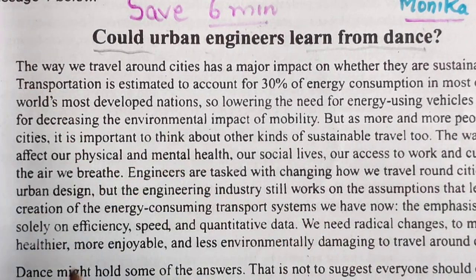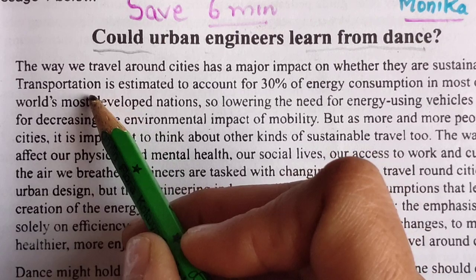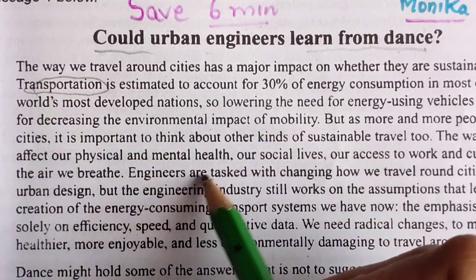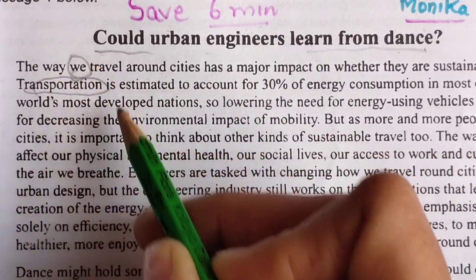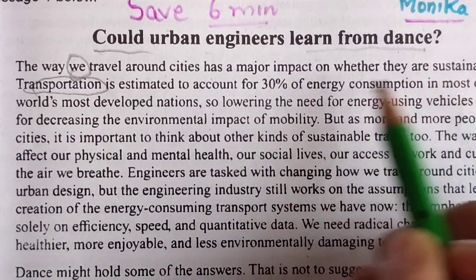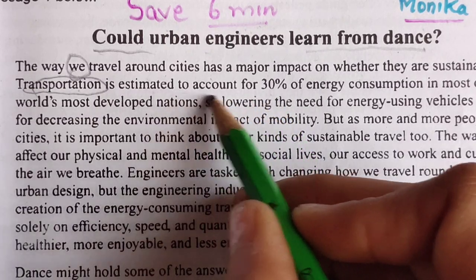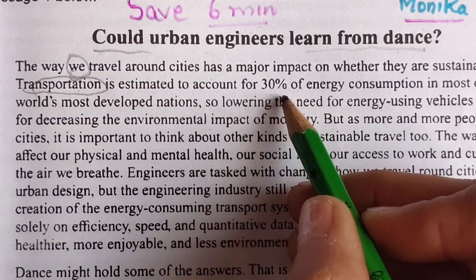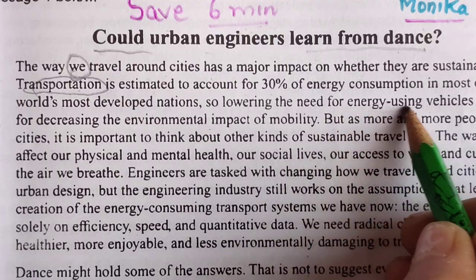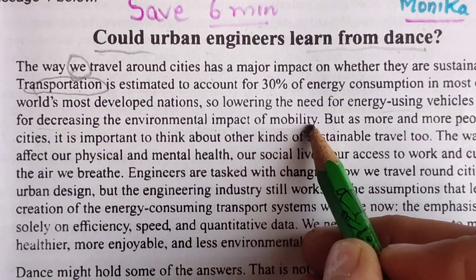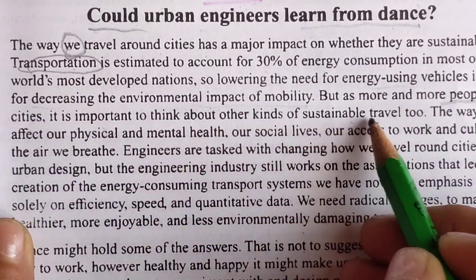So this is a paragraph. We have to read it thoroughly, but we will try to find the words also. The word transportation I can see, and human lives I have to see also. The way we travel around cities, we meaning human beings, has a major impact on whether they are sustainable. Transportation is estimated. You have to read it not very thoroughly, just finding the words and trying to understand the main meaning, not each and everything. Lowering the need for energy vehicles is essential for the environmental impact of mobility. But as more people move to cities, it is important to think about other kinds of sustainability.